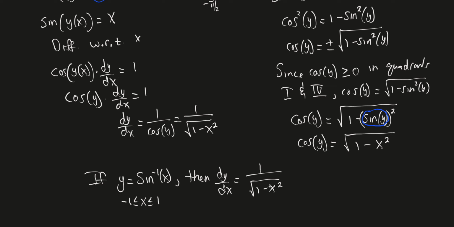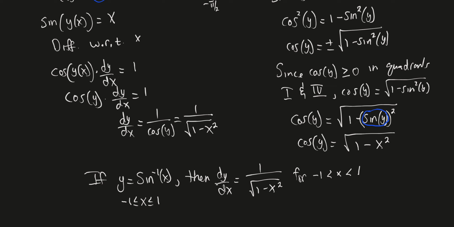However, I can't evaluate this derivative at these endpoints, because at the endpoints the denominator is 0. So even though the function is defined on the closed interval, it's only differentiable on the open interval. So this is valid for all values of x, no equal sign, so all values of x that are strictly between plus or minus 1.